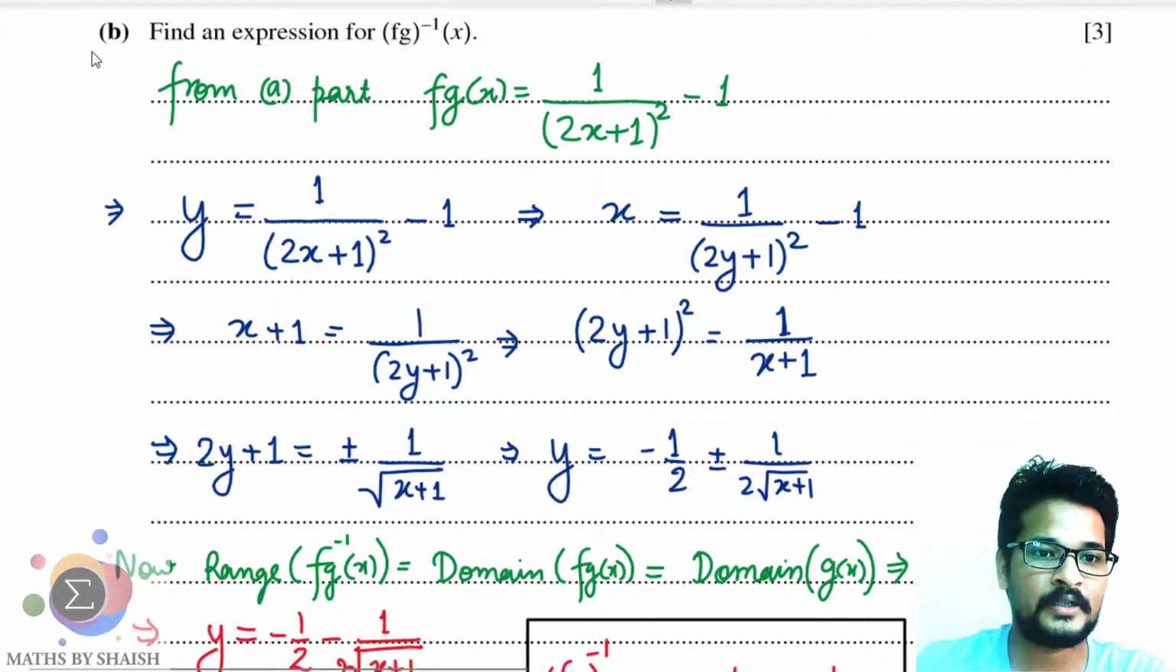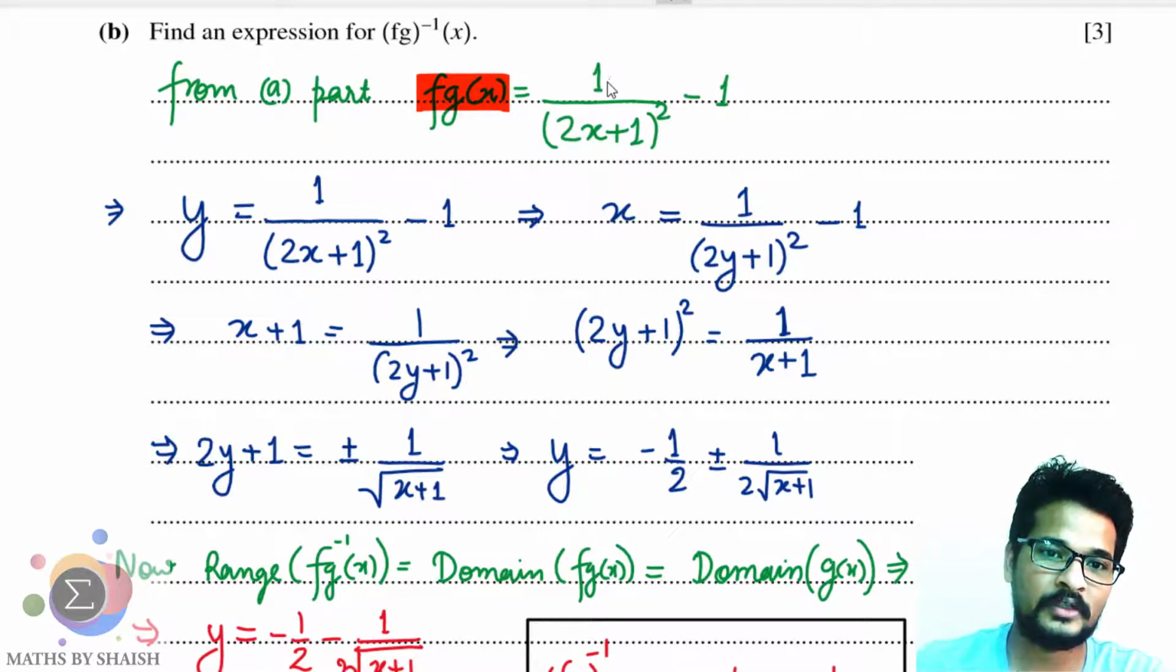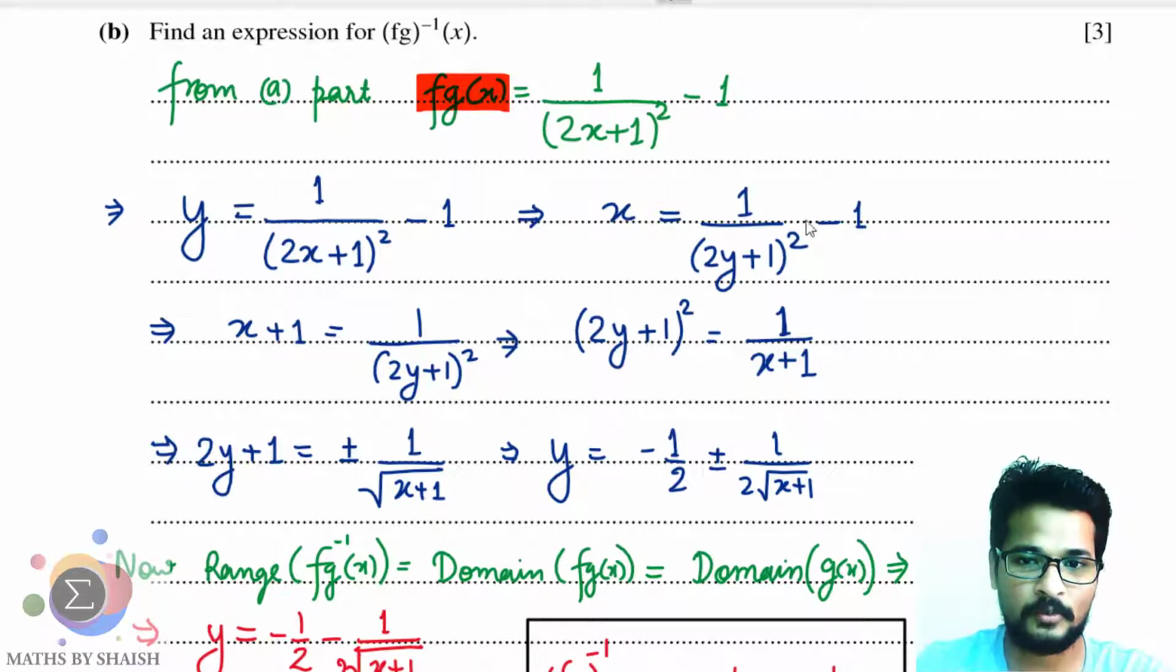And here's the B part. Find an expression for (fg)^-1(x). From the A part we can see fg(x) is (1 over 2x plus 1) whole squared minus 1. It's good practice to start finding the inverse from here only. If we were to take the LCM and then open it and make it a numerator and denominator, it would be very complicated.